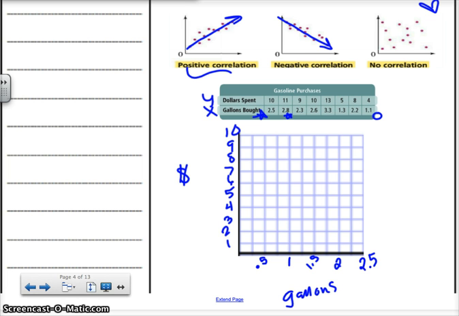Then you just start plotting them. When I'm at 2.5 gallons, I spend 10 bucks. So 2.5 gallons right here, I spend 10. You make a point. When I'm at 2.8 gallons, I spent 11 bucks. So 2.8 would be about right here, 11 would be about right there. Kind of looks like a line, doesn't it? 2.3, I spent 9 bucks. This is 2.25, so 2.3 would be probably right around here somewhere. It does not have to be perfect. It's an estimate. So 2.3, I spend 9.